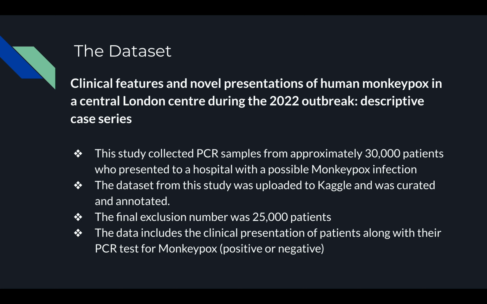So the data set I looked at was from a study called "The Clinical Features and Novel Presentations of Human Monkeypox in a Central London Center during the 2022 Outbreak." This study collected PCR samples. It was a retrospective study, actually, from approximately 30,000 patients who presented to a hospital with a possible monkeypox infection. The data set was pulled from Kaggle, and it was already curated and annotated before I got to it. The final inclusion number was around 25,000 patients.